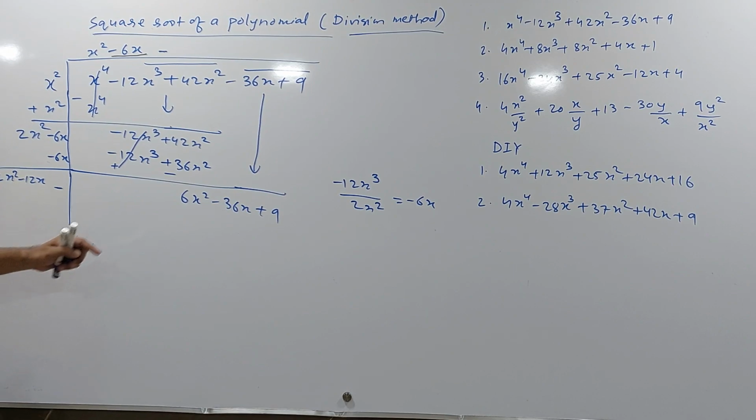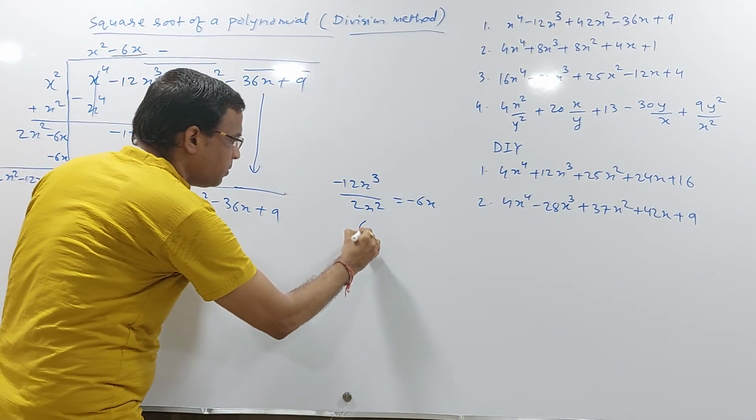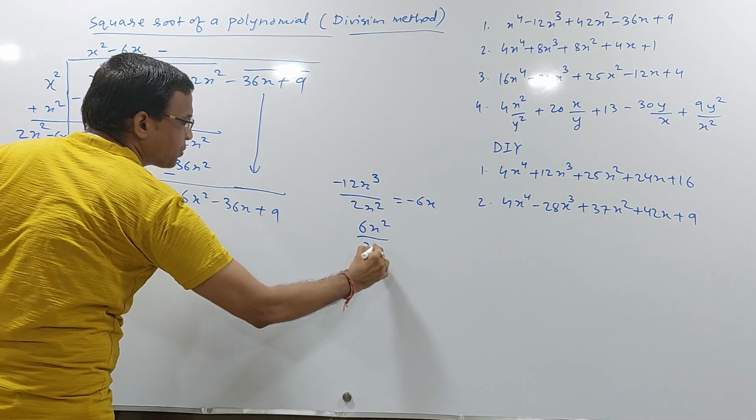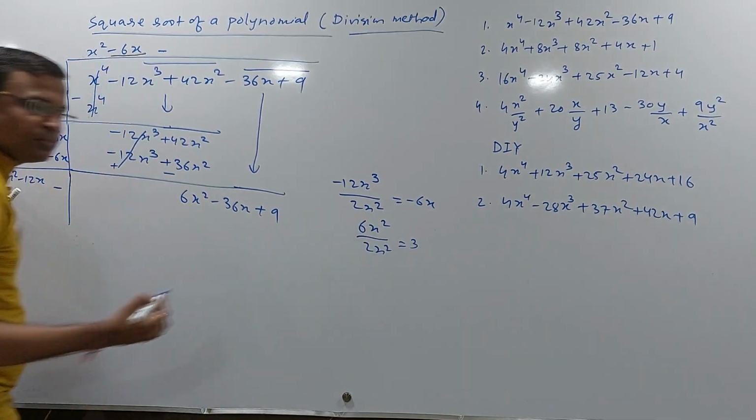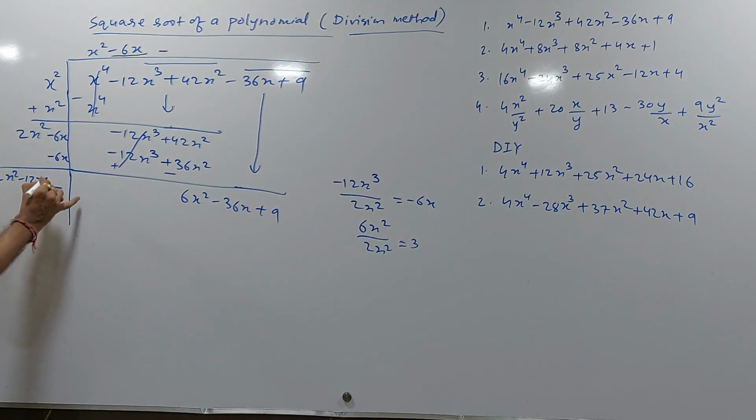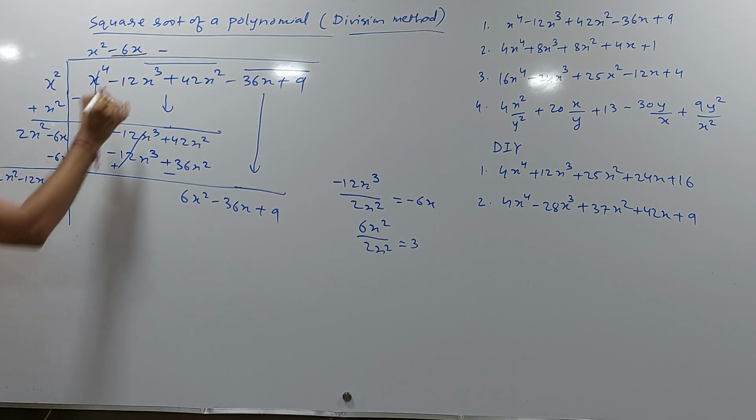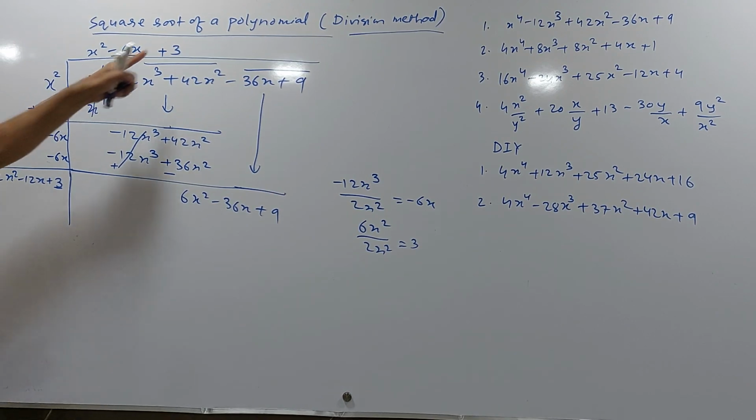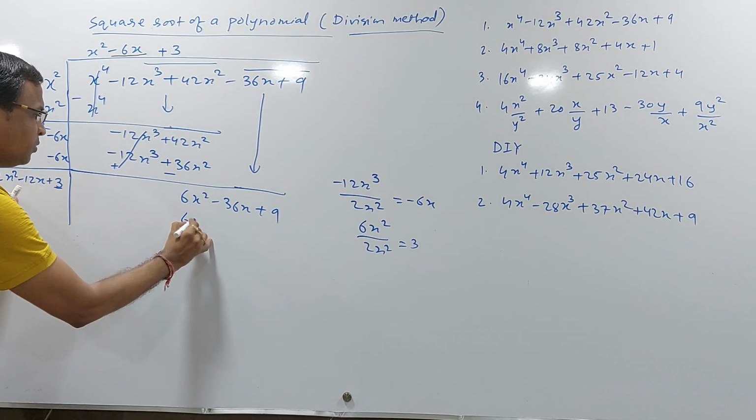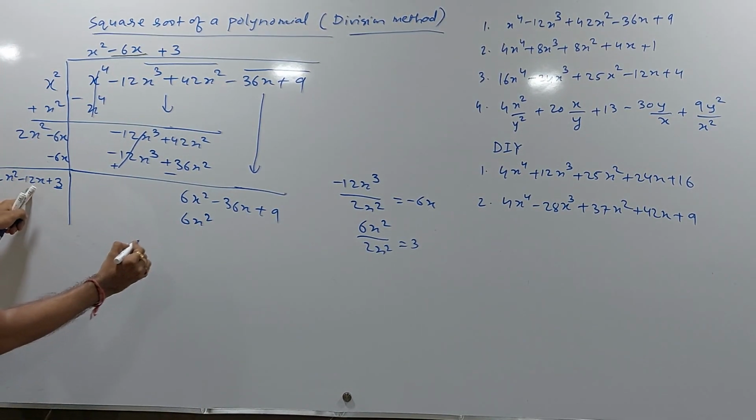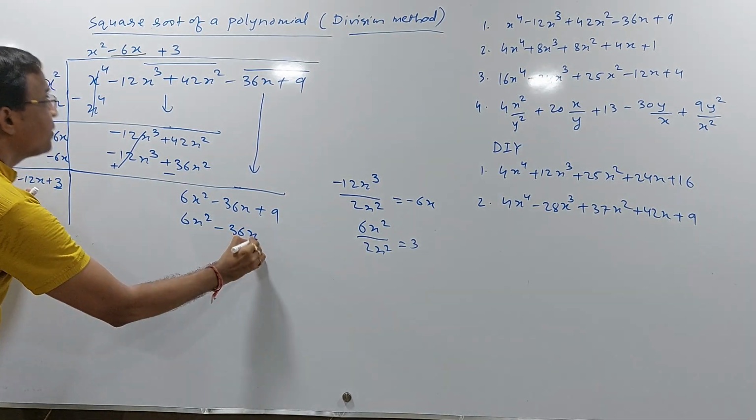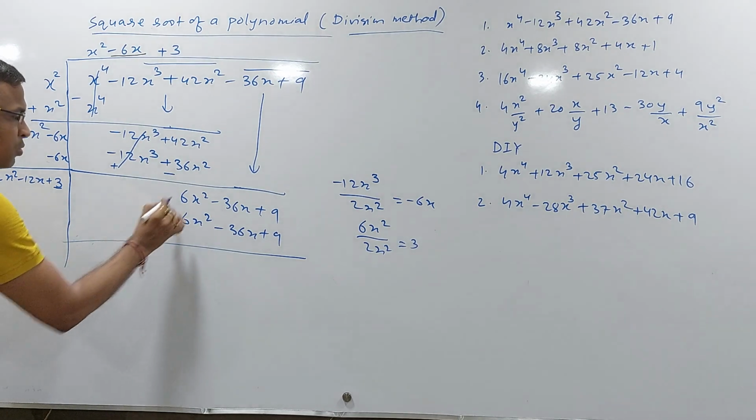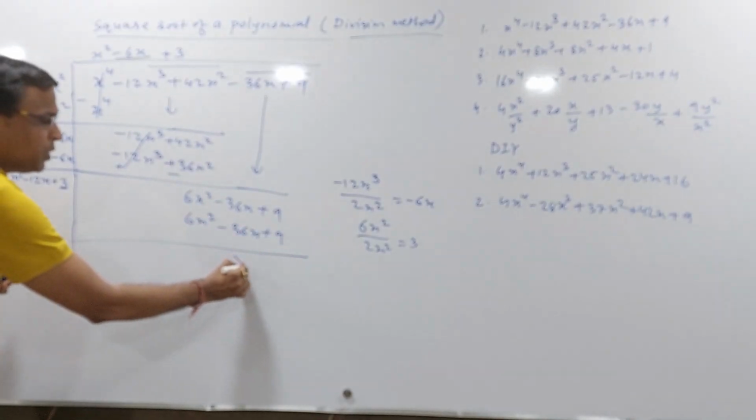That's it. Now check out, it is 6x square. I am going to the rough. 6x square divided by 2x square, so I am getting 3. So my next number will be plus 3, and the same here, plus 3. Fine. Now just do 3 2s are 6x square, 3 into 12x is 36x, and 3 into 3 is 9. So finally you can understand that when you subtract, these are the same numbers, so you are getting 0.